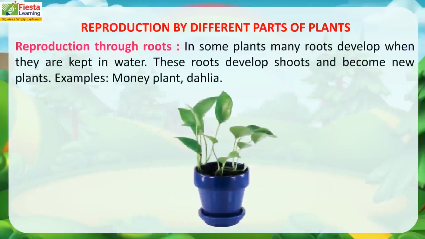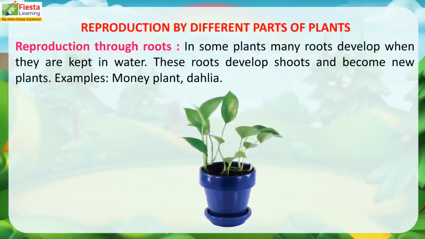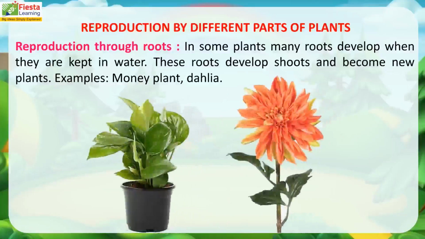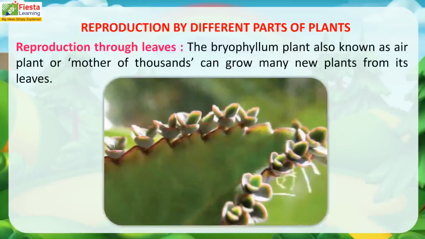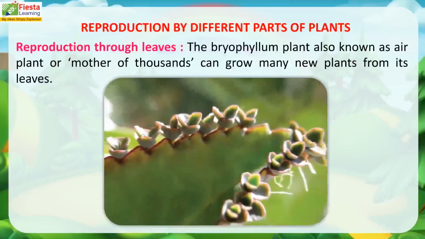Reproduction through roots. In some plants, many roots develop when they are kept in water. These roots develop shoots and become new plants. Example: money plant, dahlia. Reproduction through leaves. The bryophyllum plant, also known as air plant or mother of thousands, can grow many new plants from its leaves.